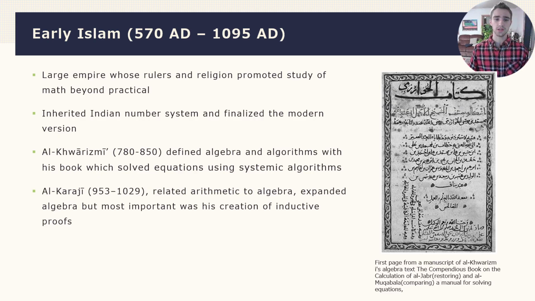The greatest mathematician of this age was Al-Khwarizmi, who is the literal origin of the terms algebra and algorithm. He defined them in his book, which was a manual for solving linear and quadratic equations using specific systemic algorithms for subtraction, addition, and finding a square root, but it was the specific step-by-step nature that made him famous.